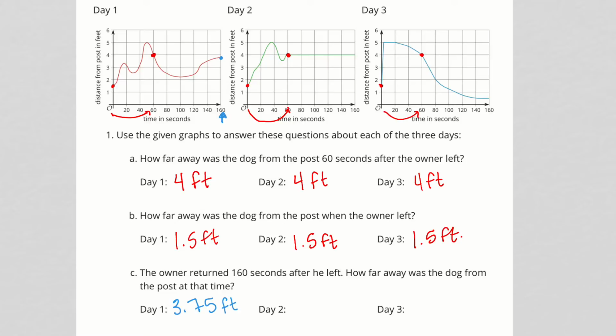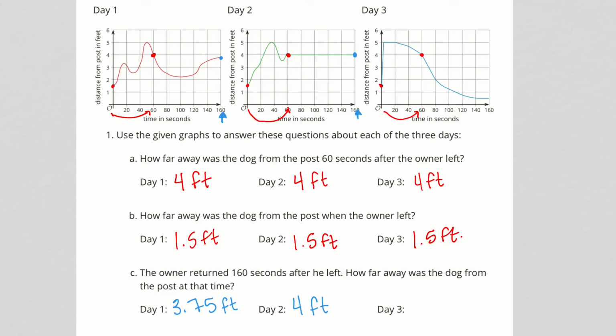On day 2 at 160 seconds, the dog was 4 feet. Remember on day 2, that was the day that the dog laid down. That's why we have that straight line. He didn't move after 60 seconds from the owner leaving. So that one is going to be 4 feet.